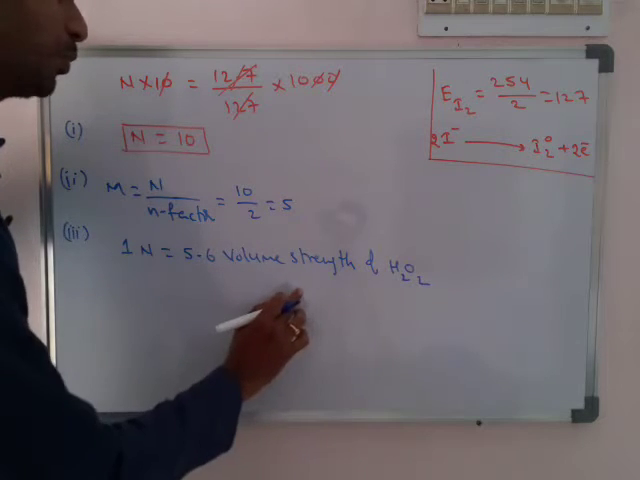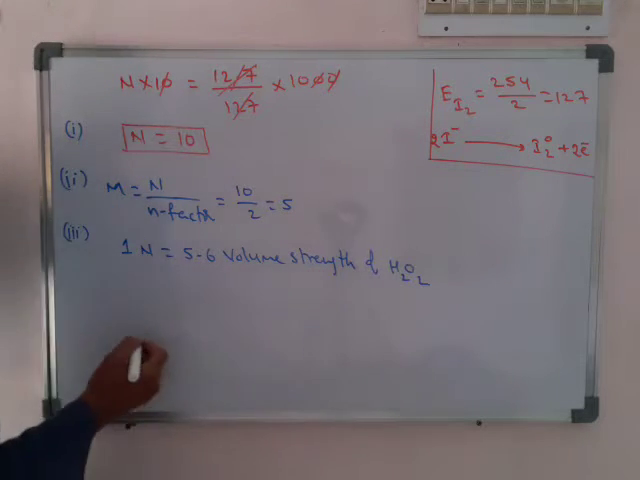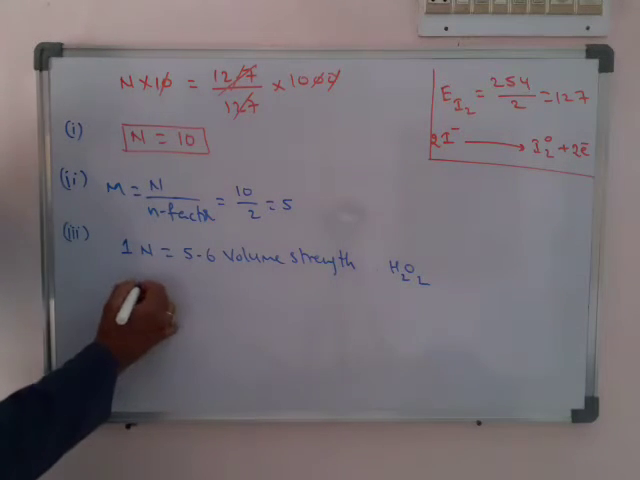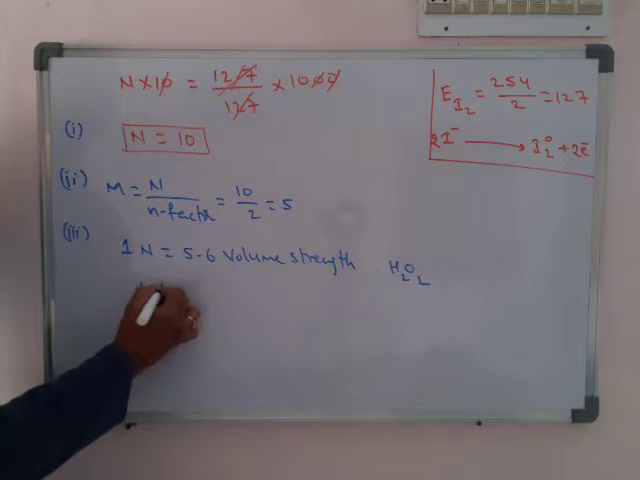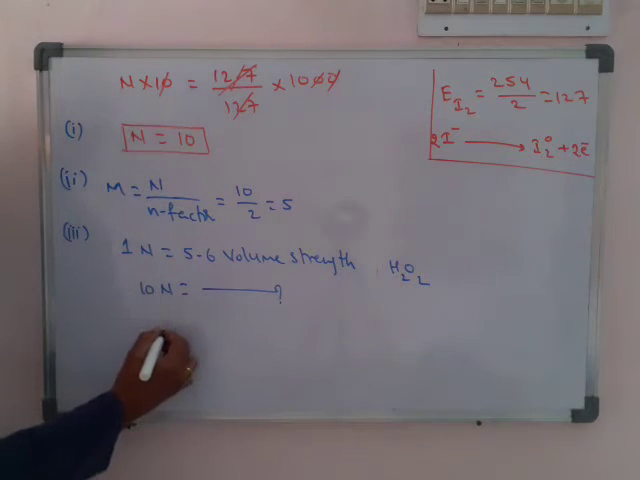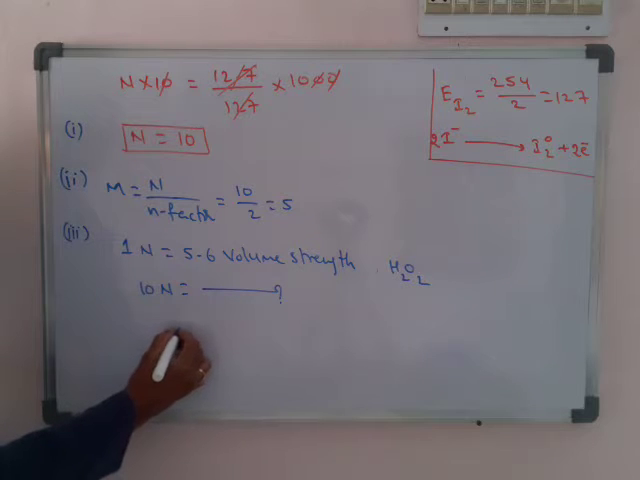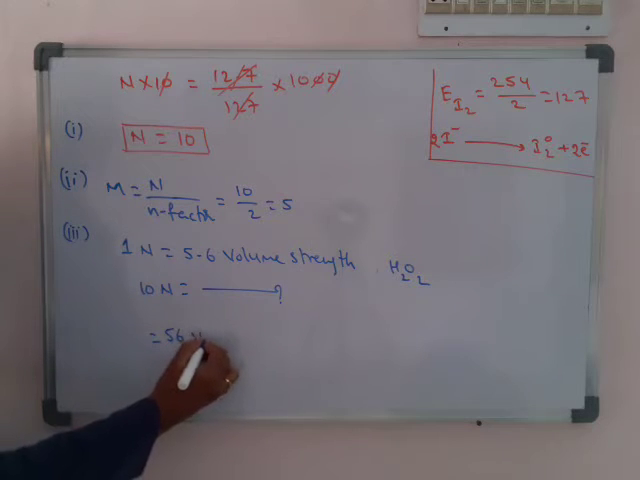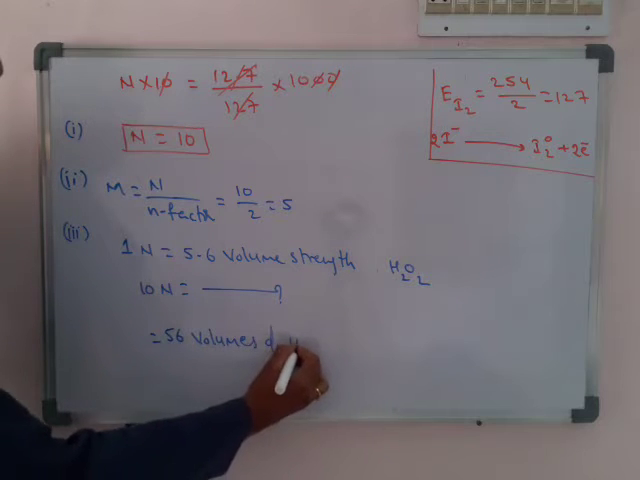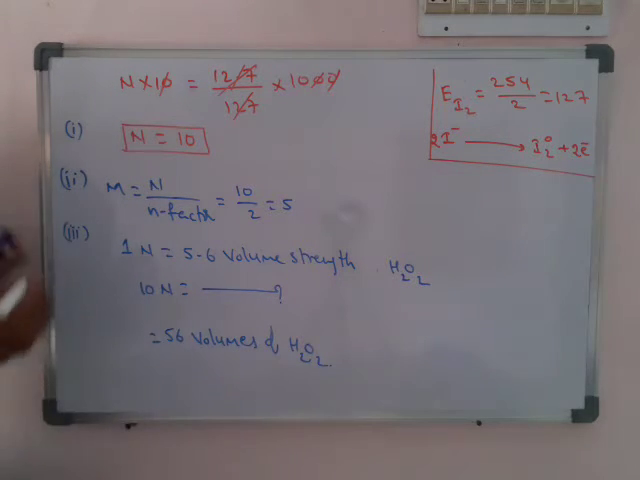We can write volumes, or otherwise volume strength of hydrogen peroxide. Then what about 10N? So 10N equals how many volumes? How much volume strength? Simple, that is 56 volume strength, or we can write 56 volumes of hydrogen peroxide.